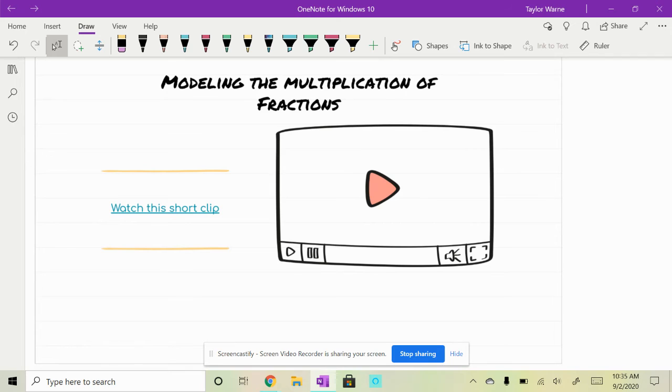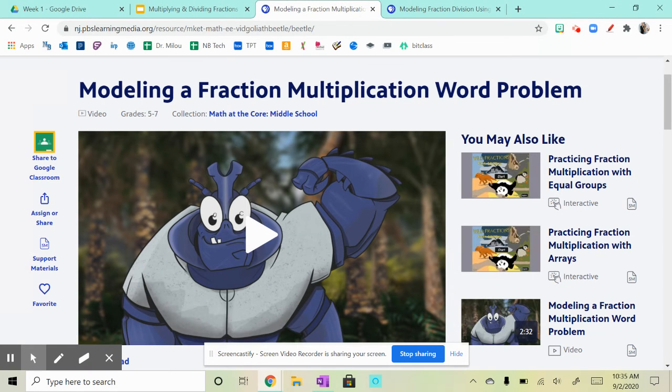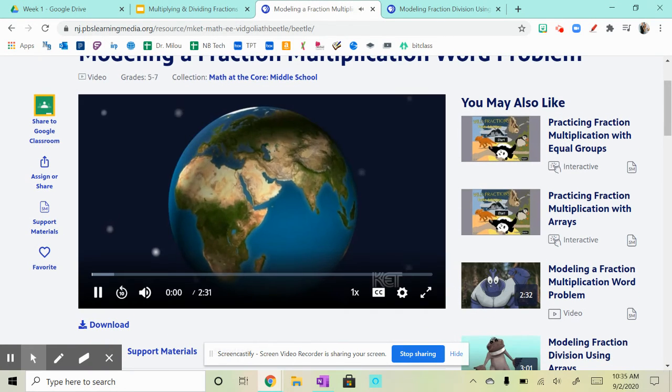So next we have this video with multiplying fractions. It's how to model with them. So I already have this pulled up here, so I'm going to play this for you.